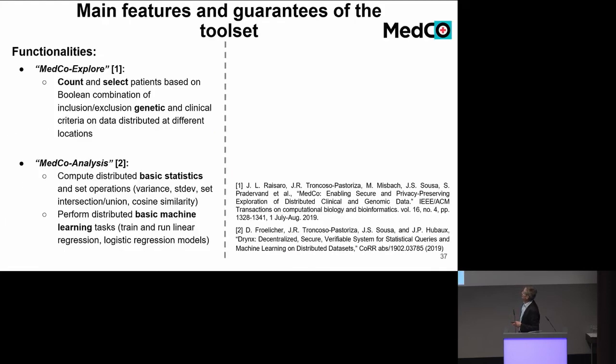So the main features in terms of functionalities. What we provide here is an opportunity to do a count and select of patients based on Boolean combination of inclusion and exclusion of genetic and clinical criteria on the data that is distributed at different locations. This for the exploration, and then for the analysis, what we can do is to compute basic statistics and set operations, and we perform distributed basic machine learning tasks, right?